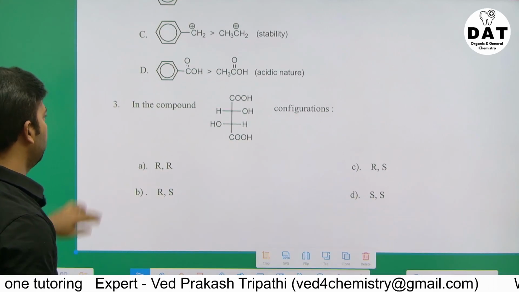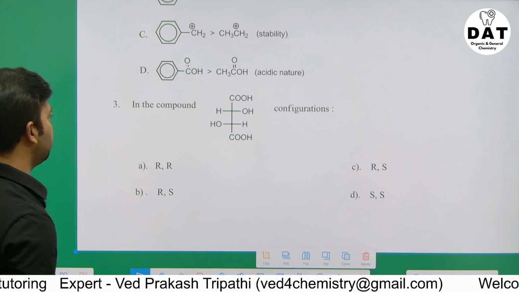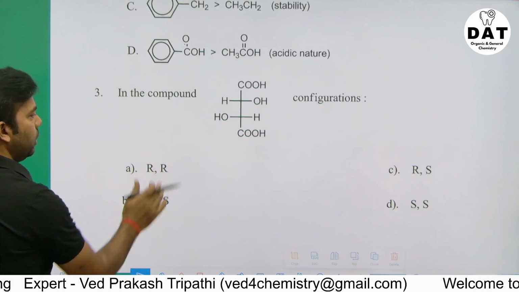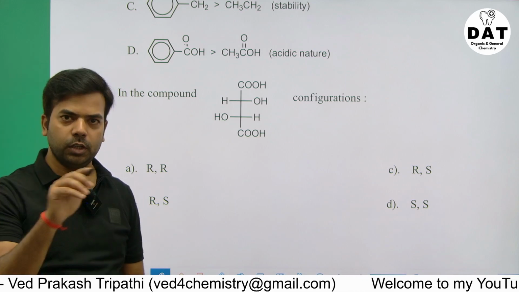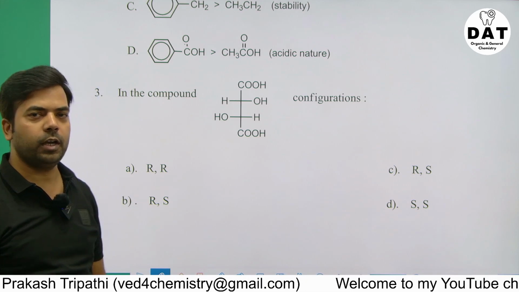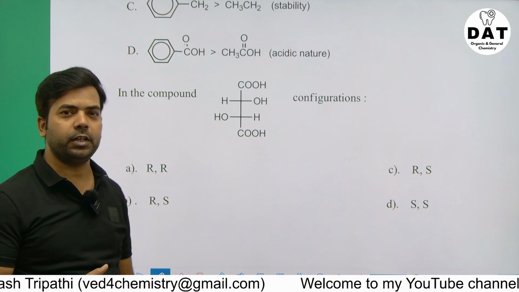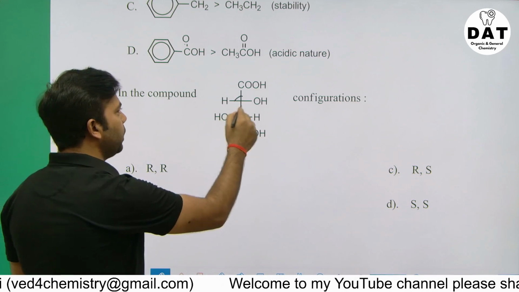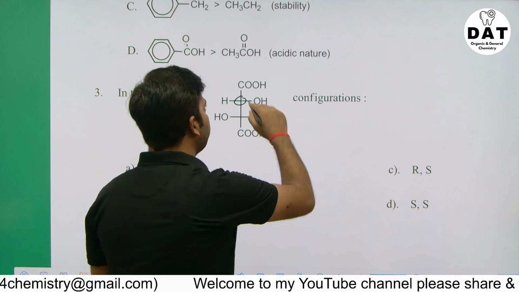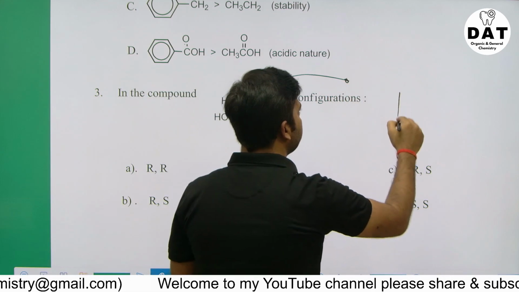Okay, it is talking about the configuration of the given compound. We all knew for the configuration we should first decide the priority, and if you have a group of atoms, then priority is decided by the very first atom in each group. Suppose this is the chiral center, so we can expand this chiral center like this.